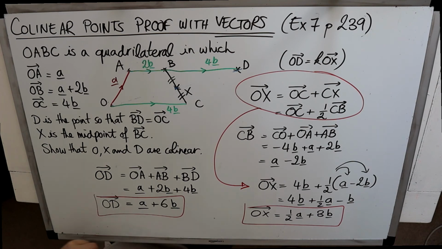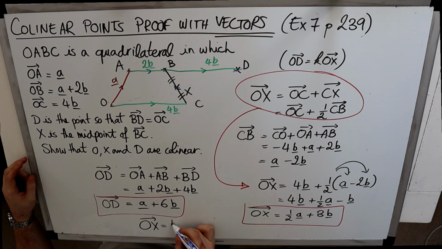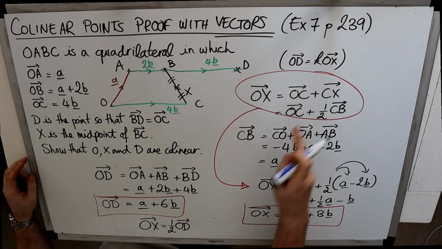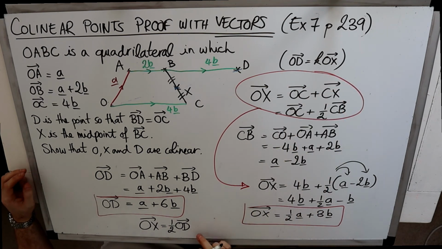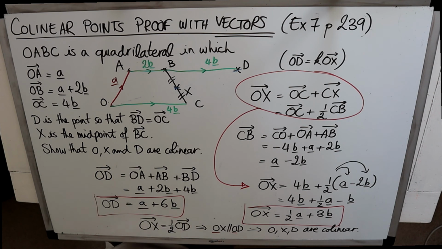So I've done all the hard work, but the conclusion here is I want to show that O, X and D are collinear, and here we notice, if we look at these two, that this is literally just half of that, which is kind of what it looked like anyway, but I've proved it mathematically. I know that OX is equal to 1/2 of OD. I could also say OD is equal to 2OX, and therefore OX is parallel to OD, but because they have O in common, O, X and D are collinear. And that is your proof, but you have to write that final statement, otherwise you don't get access to all of the marks.